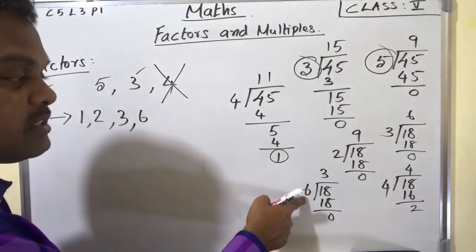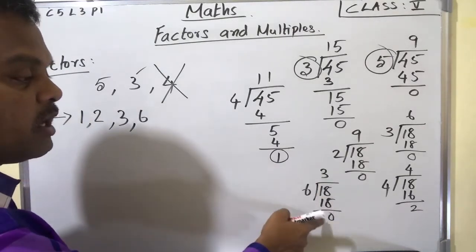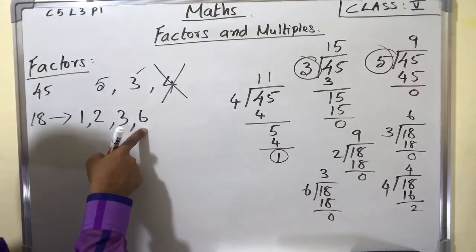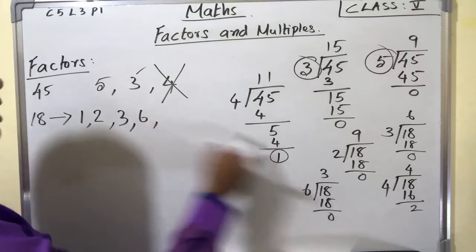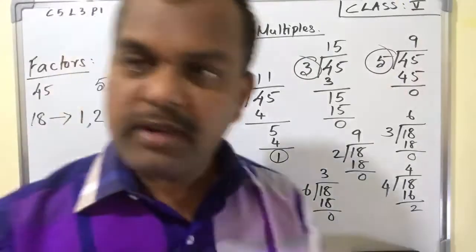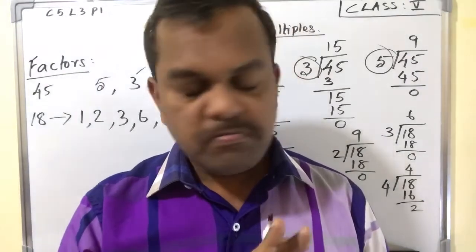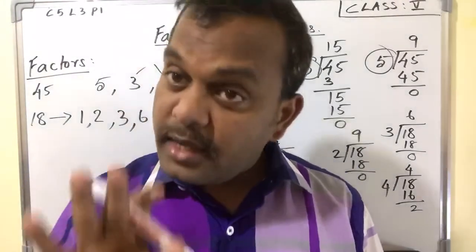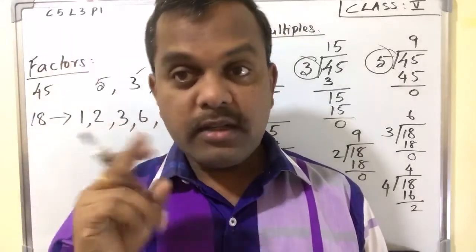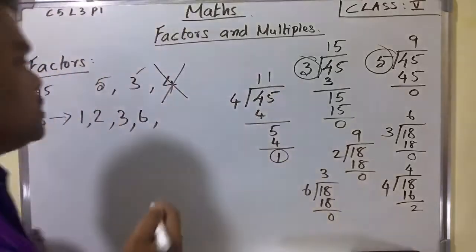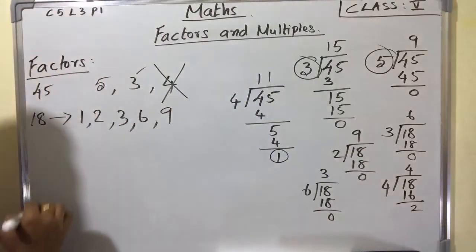This divisor, okay, if you are dividing a number, this divisor is a factor. 3 is also a factor, no problem. Then 6, then 7. 7 will not divide. 8, never. Okay, 9. 9 will divide. 2 9s are 18. So 9 is a factor of 18.